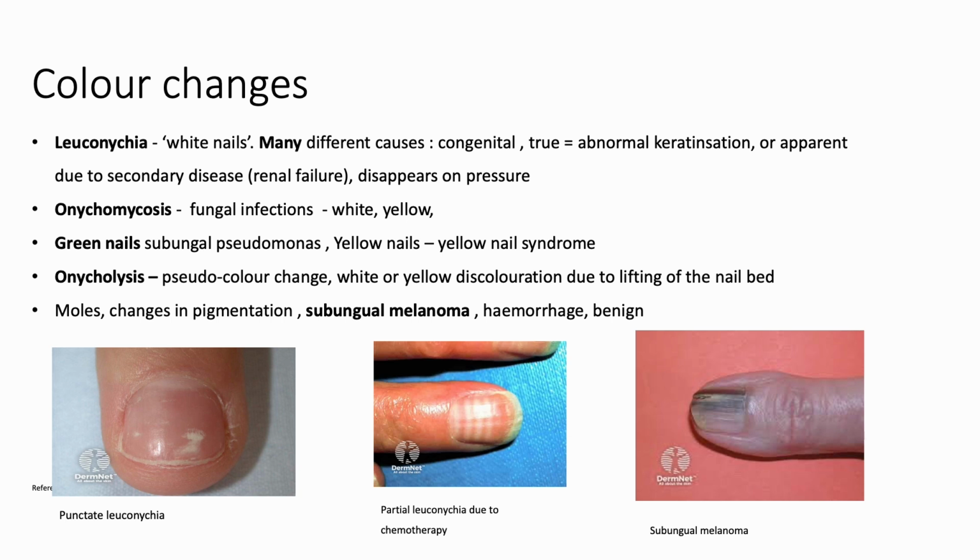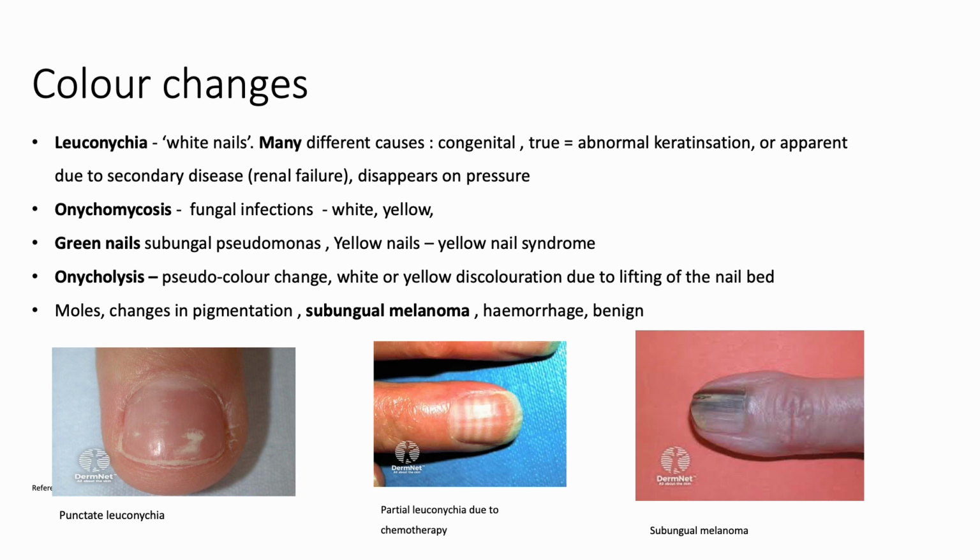Onycholysis is another term used to describe lifting of the distal nail plate, which is also not a colour change in itself, but appears as a pseudo-colour change. The lifting of the plate adds a yellow or sometimes a white hue to the nail, due to the lifting from the nail bed. This is another non-specific finding, however, can be caused by trauma, dermatological diseases such as eczema and psoriasis, and systemic diseases such as thyroid problems, drug reactions, most commonly from tetracycline antibiotics, and from fungal nail infections.